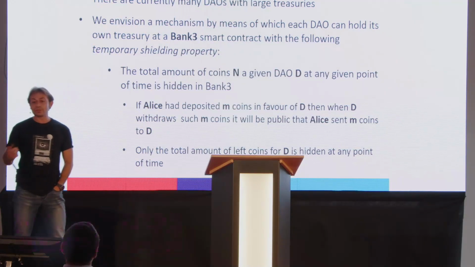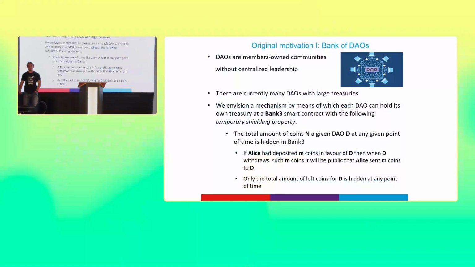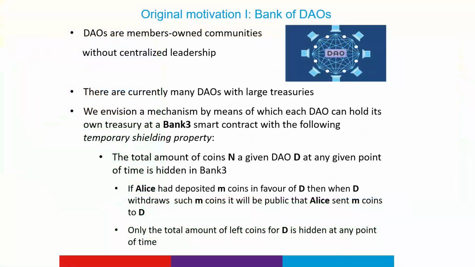That was one of the original motivations. We designed the concept of Bank3 last year. It started in the spring of last year. So, the motivation is a bank for DAOs. DAOs are one of the main tools in the Ethereum ecosystem, and there are many DAOs with very large treasuries. So, we envision the following mechanism. Each DAO can deposit their own treasuries in the Bank3 smart contract.